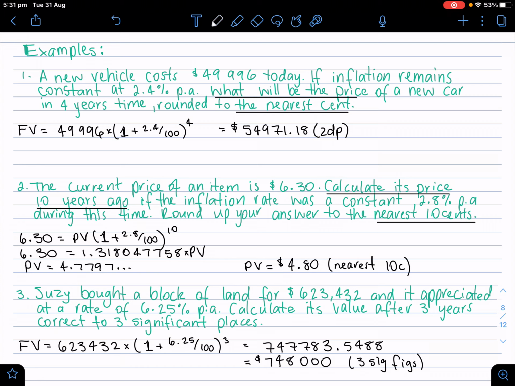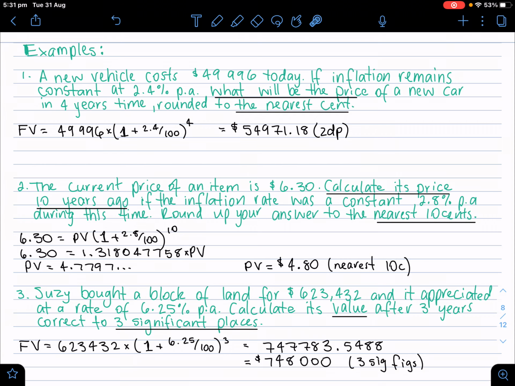The last example says, Susie bought a block of land for $623,432 and it appreciated at a rate of 6.25% per annum or per year. Calculate its value after 3 years, correct to 3 significant places. So again, we just chuck this into the future value formula and we get that answer. But what we need to do now is round this off to 3 significant places.